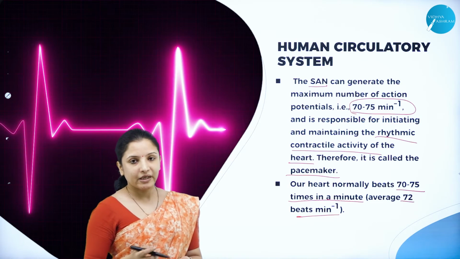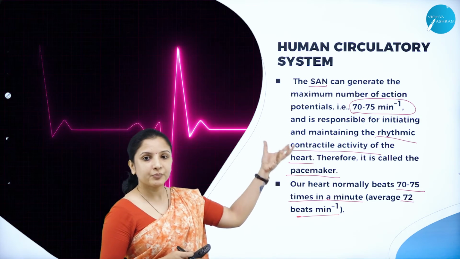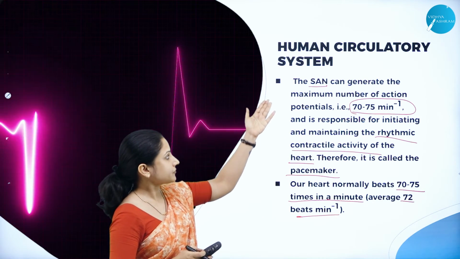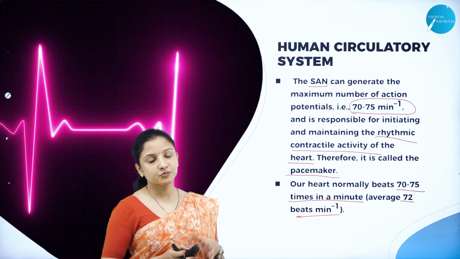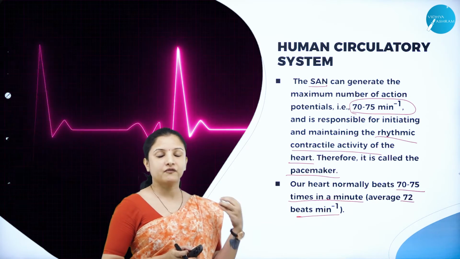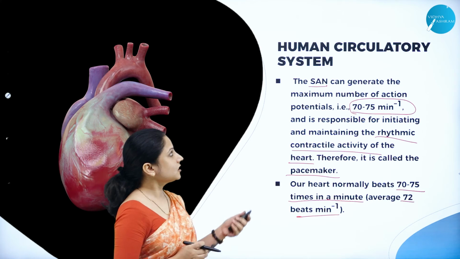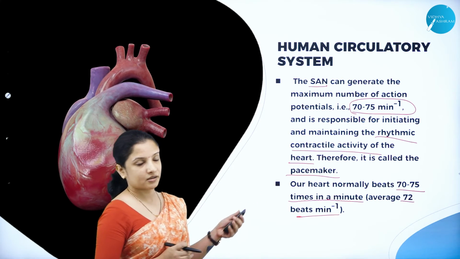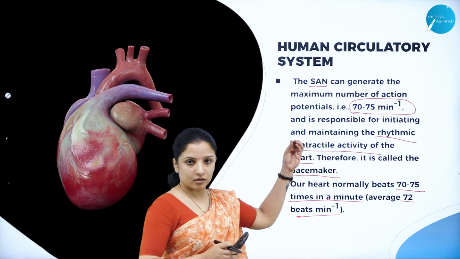So why is that beating happening? It is because of the impulses created in the sinoatrial node, which is present in the region of the right atrium. So that is the reason. So this is about the heart. Now you know which is the nodal region.